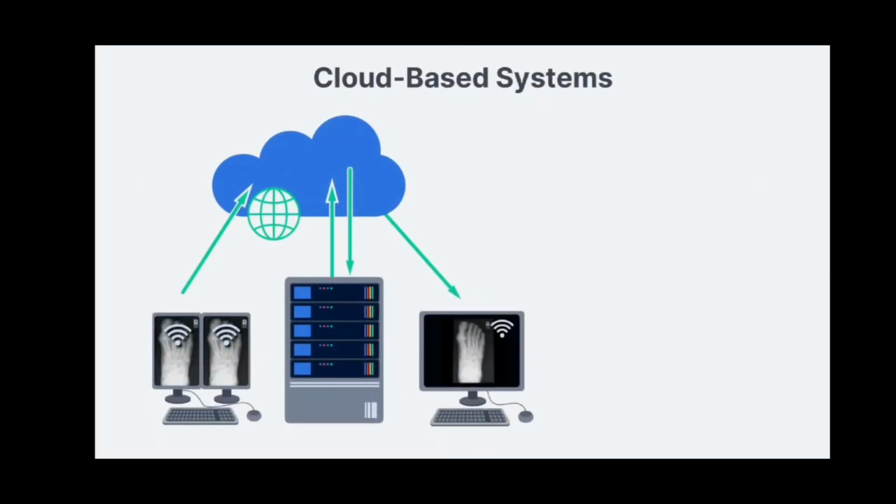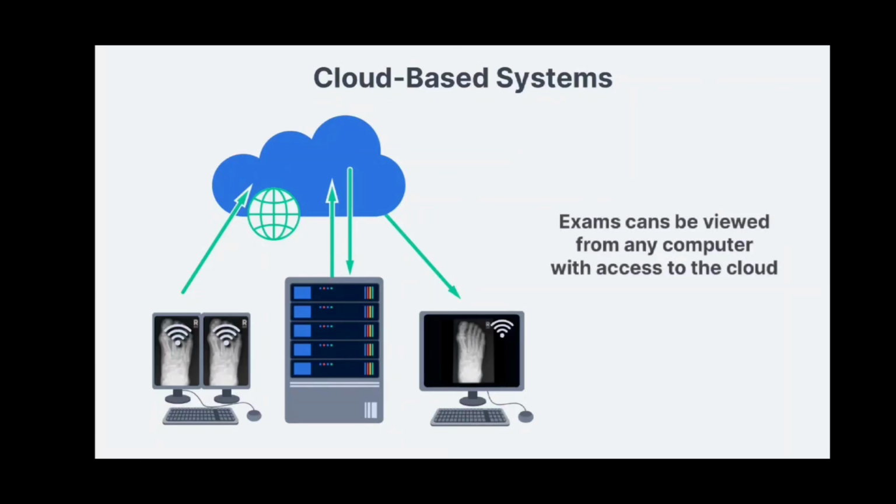A very similar MIMS network is what we call cloud-based systems, or cloud computing. These systems are nearly identical to the server-based system, but with one exception. In this organization, the imaging equipment still sends images to the MIMS server, and the servers are still connected to the radiologist reading stations. The only difference is that the exams can be viewed from any computer with access to the cloud. So these systems still have dedicated MIMS workstations, but the MIMS network is accessed through the cloud on the internet, which is why it's called a cloud-based system.